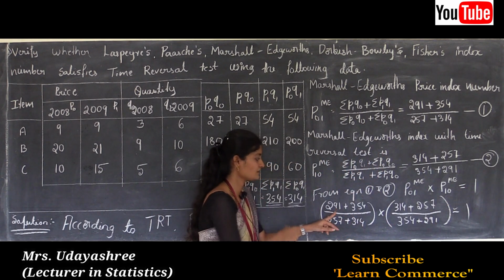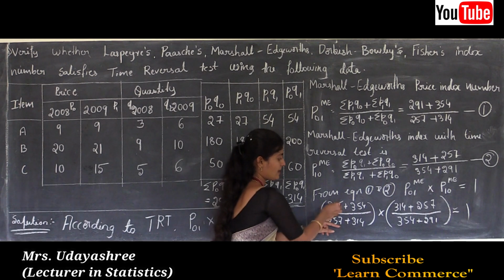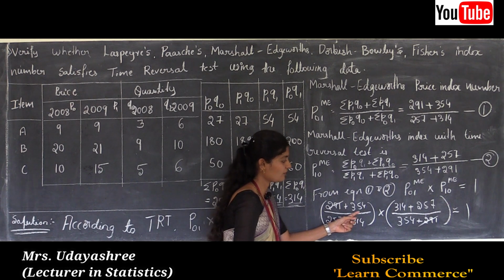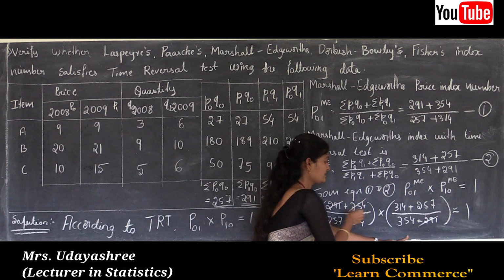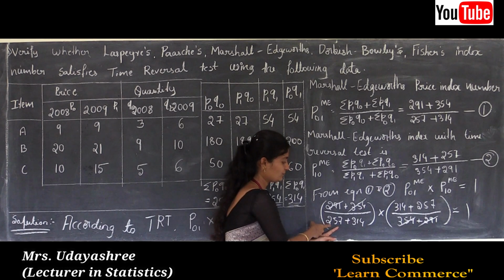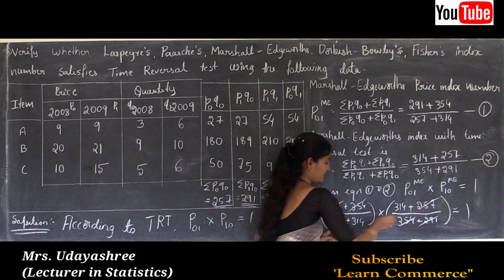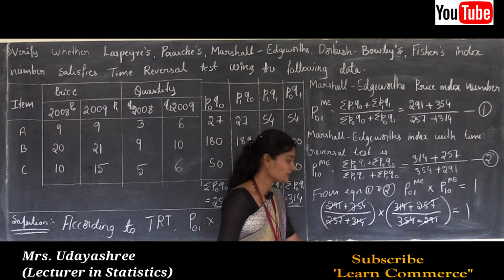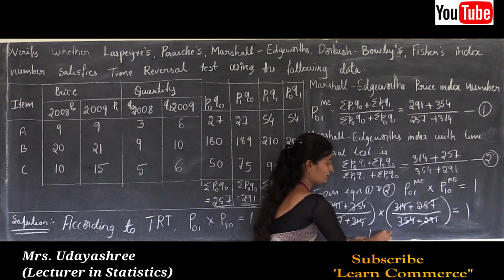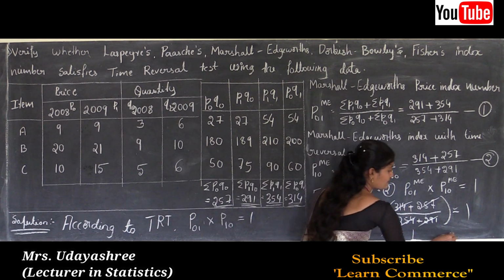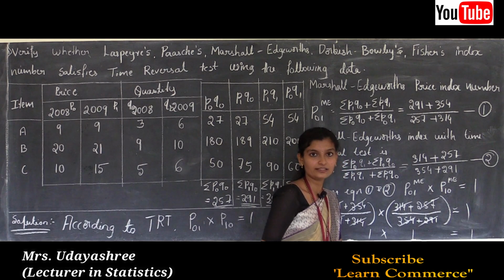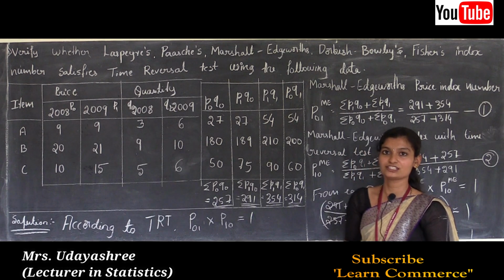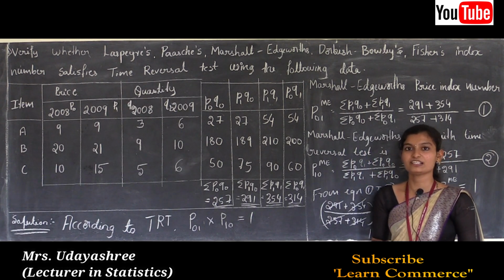See here, this 291 and this 291 get cancelled. Next, 354 and 354 get cancelled, and this 257 and this 257 get cancelled, and this 314 and this 314 get cancelled. The remaining terms are 1 into 1, which is 1 only. So, 1 is equal to 1. Therefore, the Marshall-Edgeworth index number satisfies the time reversal test.